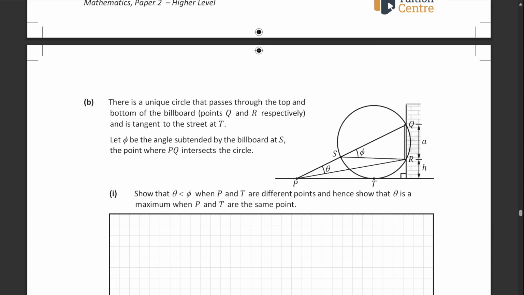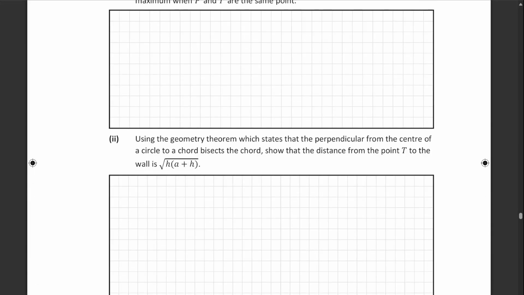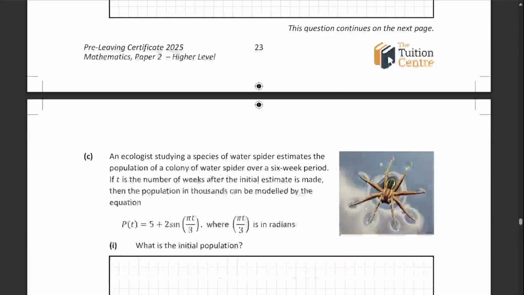Unique circle that passes through the top and the bottom of the billboard. Let phi be the angles obtained by the billboard at S, the point PQ. That's just a mess of a diagram. Like, seriously? Okay. Using the geometry, this perpendicular distance, the circle bisects the chord. I mean, they're giving hints at this point. Like, they know how stupid the question is.